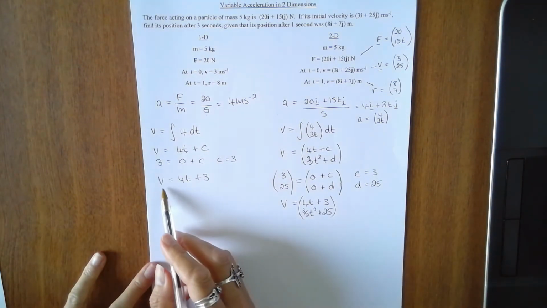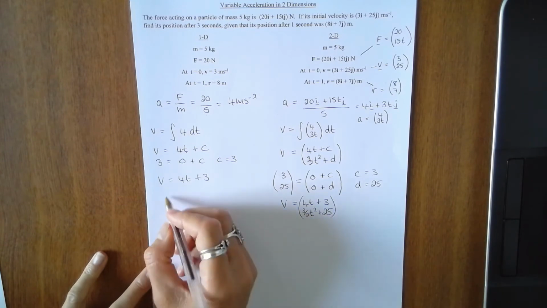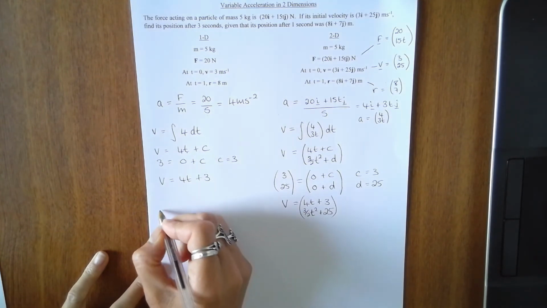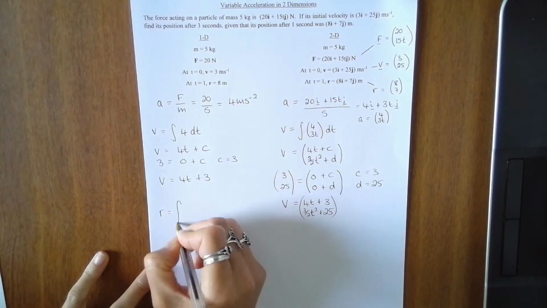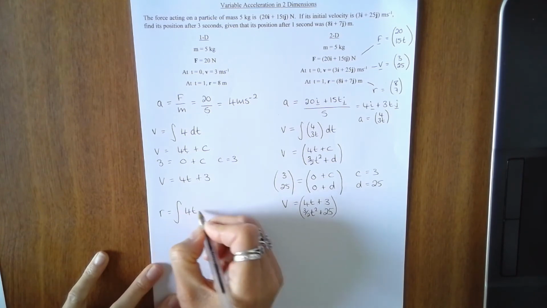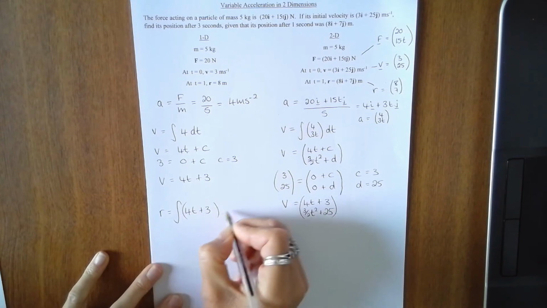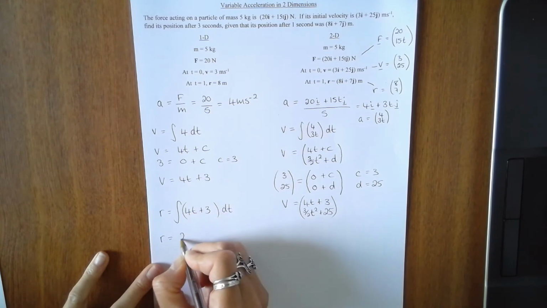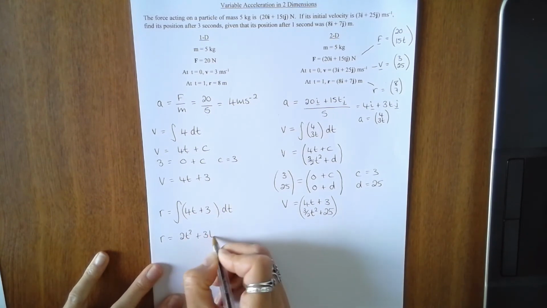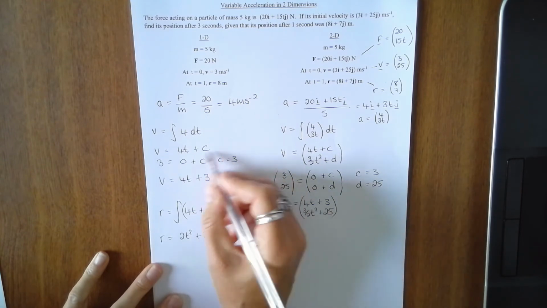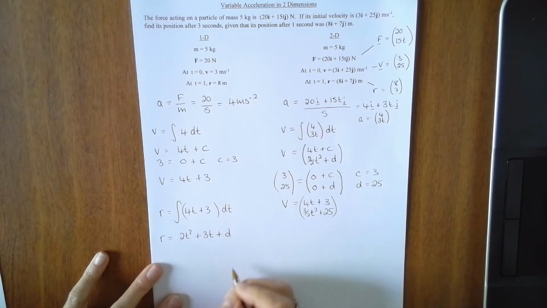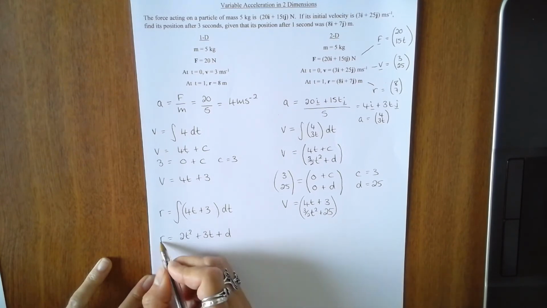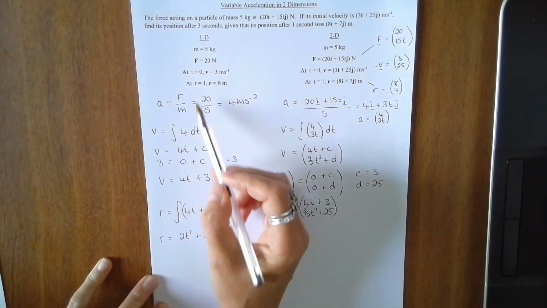So going back to the one-dimensional scenario, to find the position vector, we need to integrate velocity. So r equals the integral of velocity with respect to time. So there's velocity from here, and we're integrating that with respect to time. So r equals, integrating this, we get 2t squared plus 3t plus, and I've already used c in this scenario, so I'm going to use d. And to find the constant of integration d, I need a set of conditions linking r to t, which I have up here.